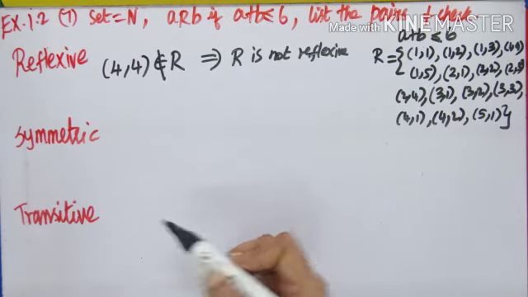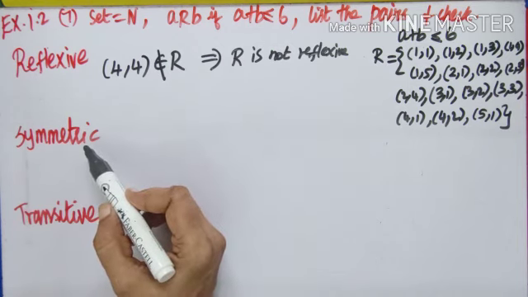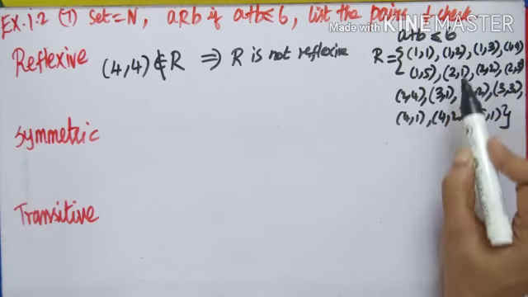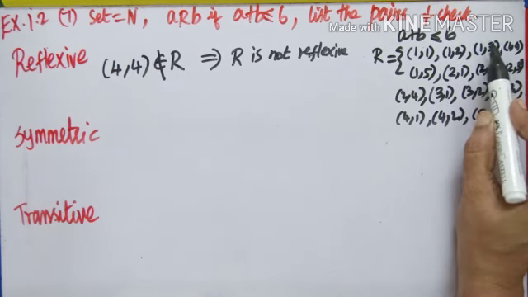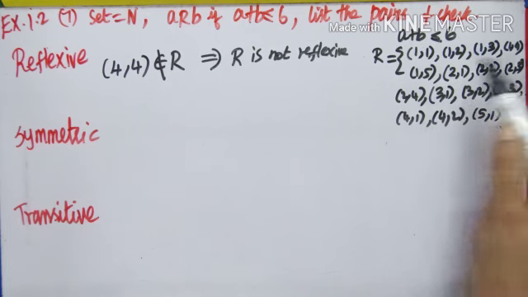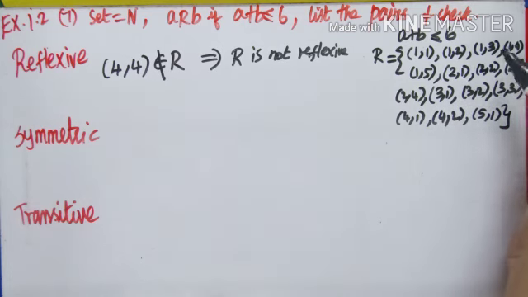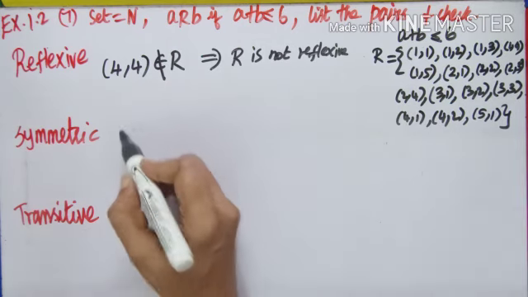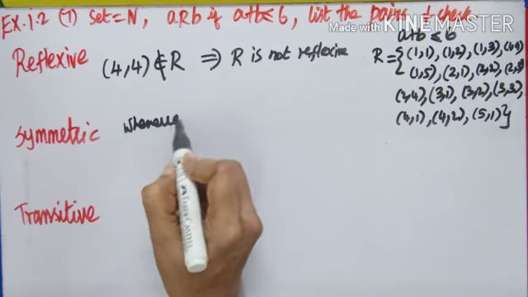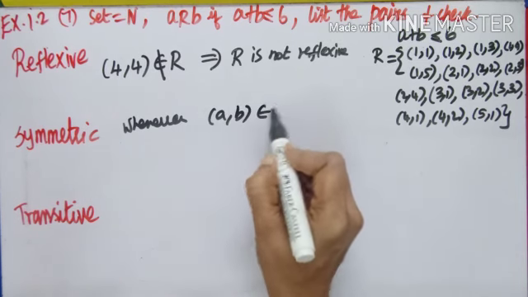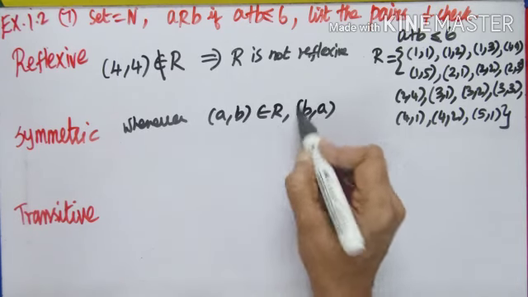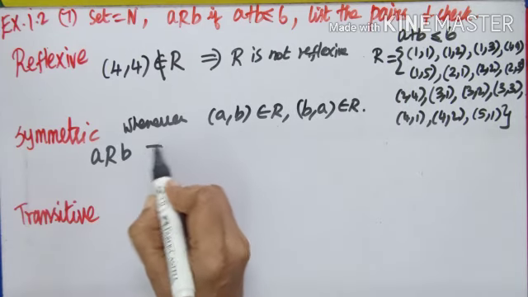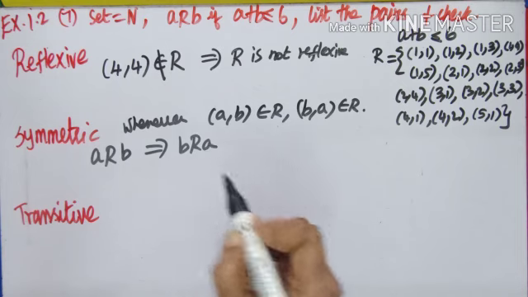Symmetric idea. In symmetric, check 1, 1, okay. The reverse check. 1, 2 is there, 2, 1 is there. 1, 3 is there, 3, 1 is there. So from the given ordered pairs, 2, 4 is present, 4, 2 is present. So I am able to say whenever A, B belongs to R, B, A also belongs to R. So A related to B implies B related to A.